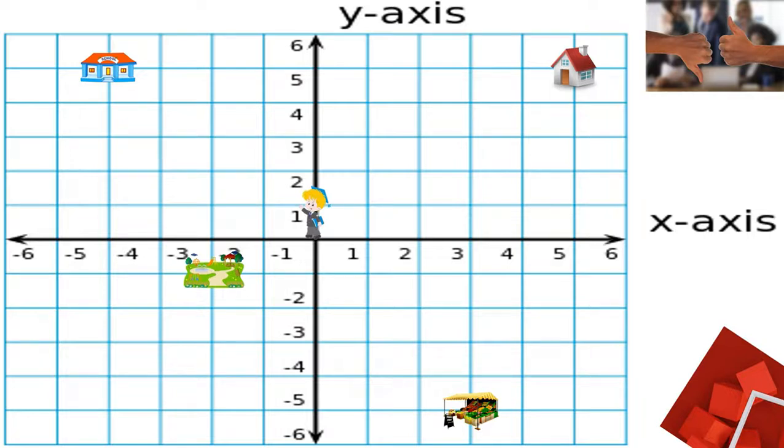I bet you can give me the coordinates of the point where the school is. Yes, the coordinates of the point where the school is located are (-4, 5). Can you now give the coordinates of the point where the market is? Yes, you are right. You go 3 steps horizontally and then go down 5 steps. So the coordinates are (3, -5). Finally, can you give me the coordinates of the point where the park is? Perfect! It's (-2, -1).